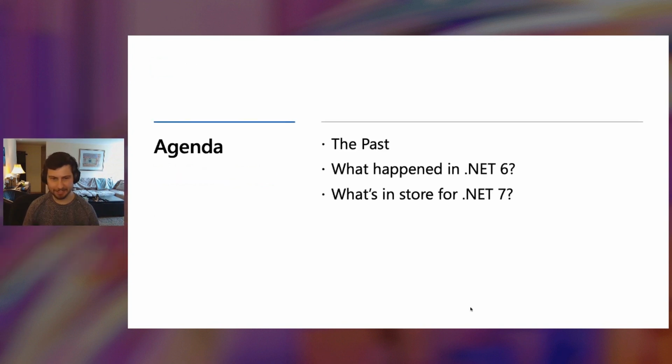So the agenda for this presentation is to talk about what's happened in the distant past, still ASP.NET Core, what happened in the last release of .NET 6, because that was a big release for minimal APIs, and then what's in store for .NET 7, because it's built. So without further ado, let's talk a little bit about how we got here in the past.